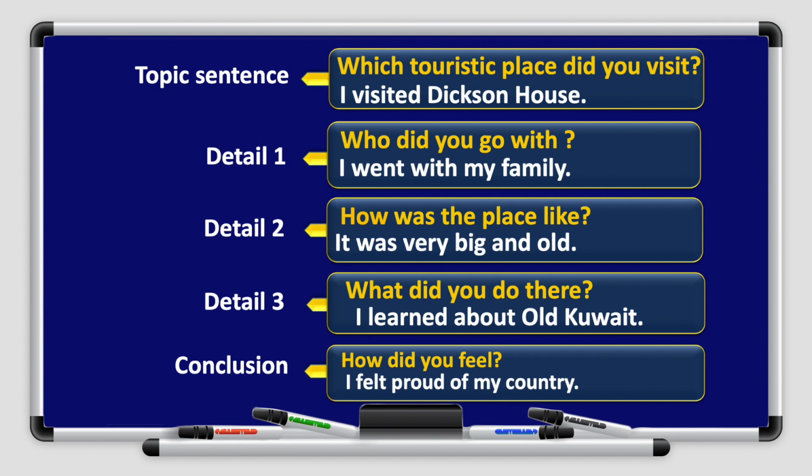Now, I'll give you some time to write your paragraph neatly. Again, the topic sentence, I visited Dixon House according to the questions. The first detail, I went with my family. Detail number 2, it was very big and old. Detail number 3, I learned about Old Kuwait. And my conclusion, I felt proud of my country. Okay, boys and girls, very good, you can do it.